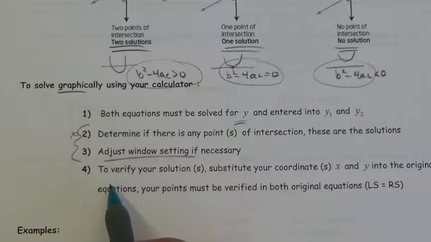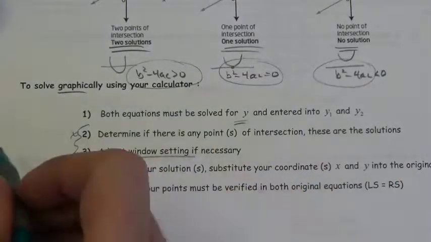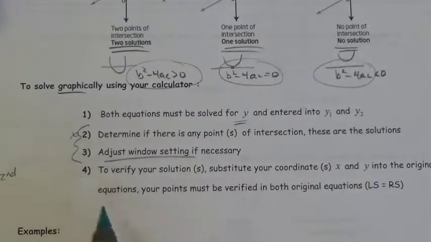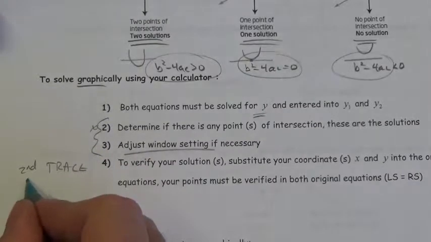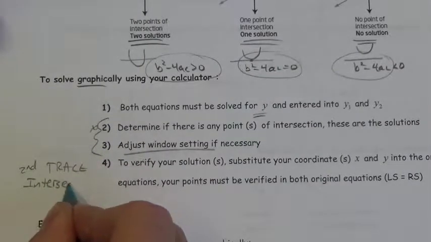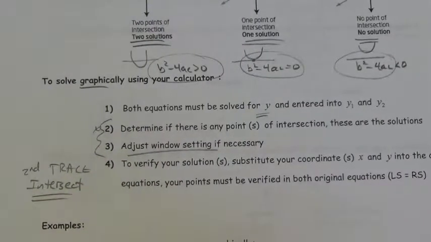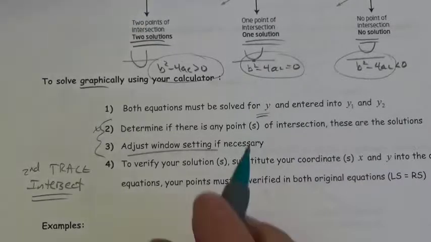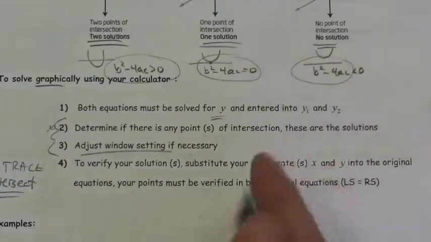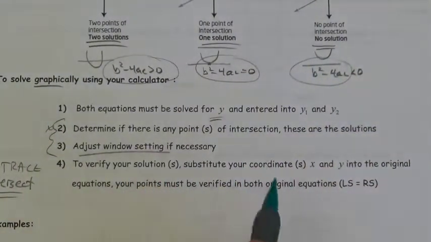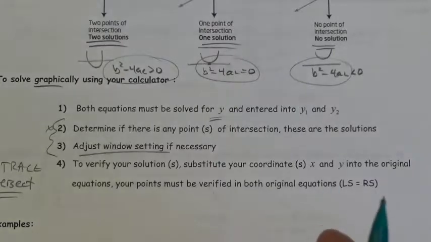Then what you're going to do is find those points of intersection by typically pressing second trace, and then you're going to use the intersect feature. You're only going to be able to do one of those points of intersection at a time. And then really what you should do here is verify your solution by substituting those coordinates back in, just to check that you actually got that correct, okay?